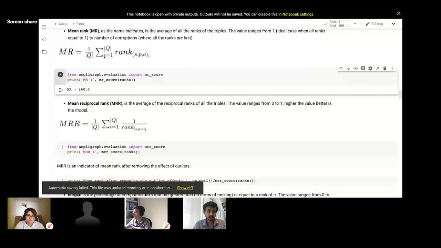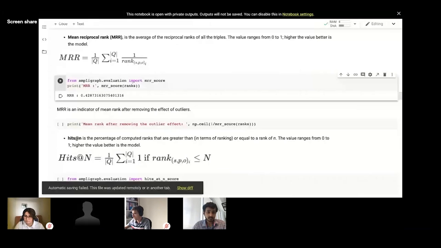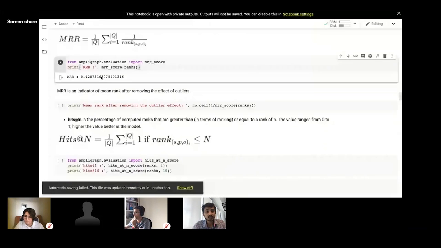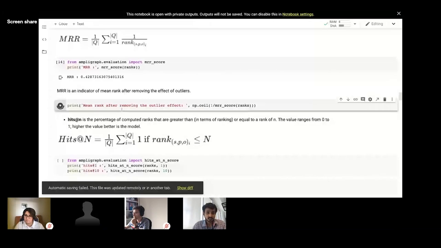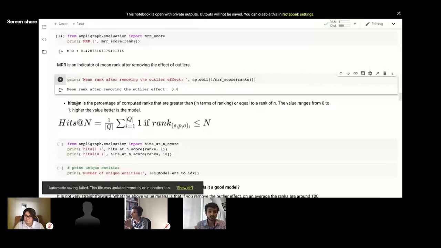That's why we have something called MRR, the mean reciprocal rank. The mean reciprocal rank takes reciprocals of the ranks and then averages them. Ampligraph provides an API for this as well. Under ampligraph.evaluation, you have the MRR score, where you pass the ranks and it returns the MRR score. Again, this is a value between 0 and 1, and the closer it is to 1, the better the model. So what does this indicate? If I take the reciprocal of the MRR, what you get is the mean rank after removing the outlier effect. You see the mean rank is close to 3. So it's a fair rank that is assigned, because you're removing the outlier effect that was due to the last triple in our test set.